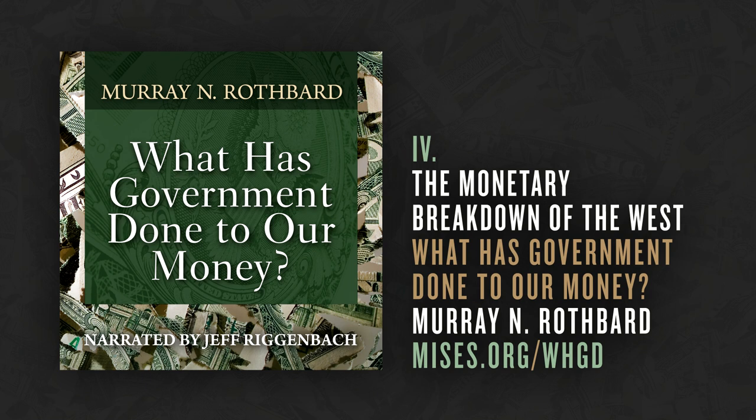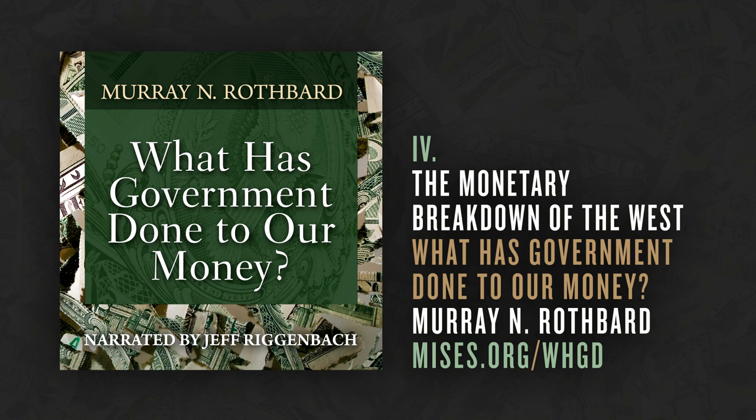Phase 6. The Unraveling of Bretton Woods, 1968 to 1971. As dollars piled up abroad and gold continued to flow outward, the United States found it increasingly difficult to maintain the price of gold at $35 an ounce in the free gold markets at London and Zurich.